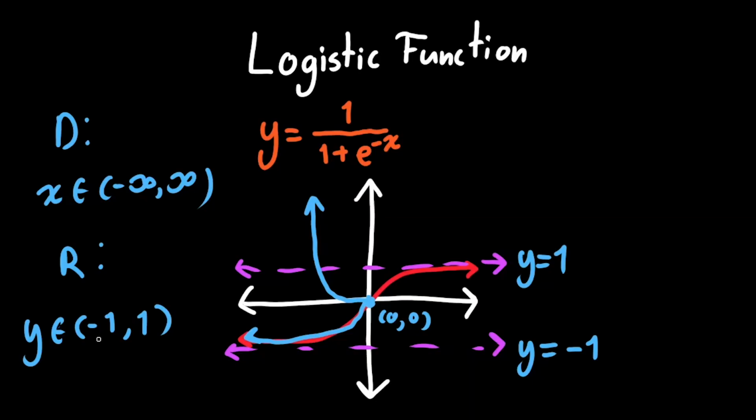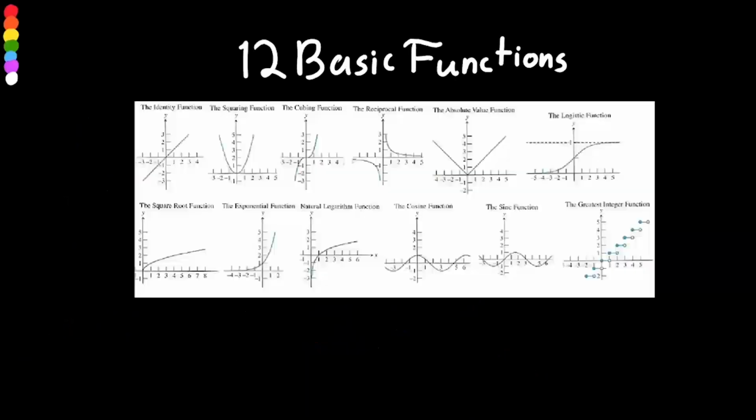And that's it. That's all for the 12 basic functions. As a review, we have the identity function, the quadratic function, the cubic function, the reciprocal function, absolute value, square root, exponential, natural log, cosine, sine, greatest integer, and the logistic function.